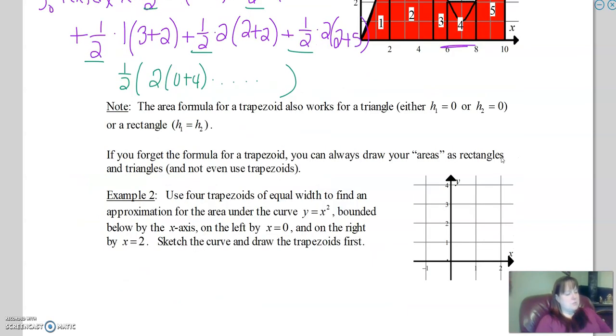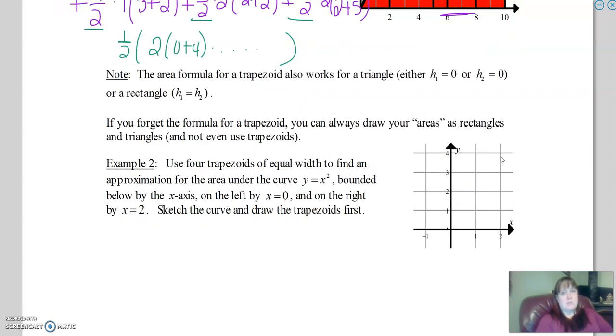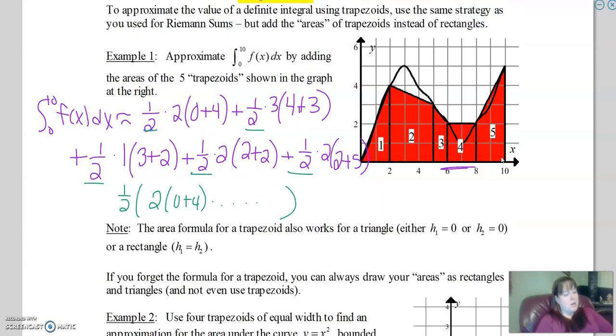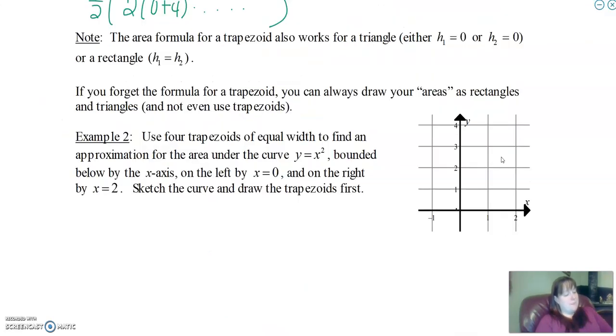What this is just reminding you is that a trapezoid is really just a rectangle and a triangle put together. So if you really can't remember the area of the trapezoid, you could always just draw it. It would take a little bit more work, but you could make each of these into a rectangle and a triangle, and then find the area of each of those. So let's take a look.